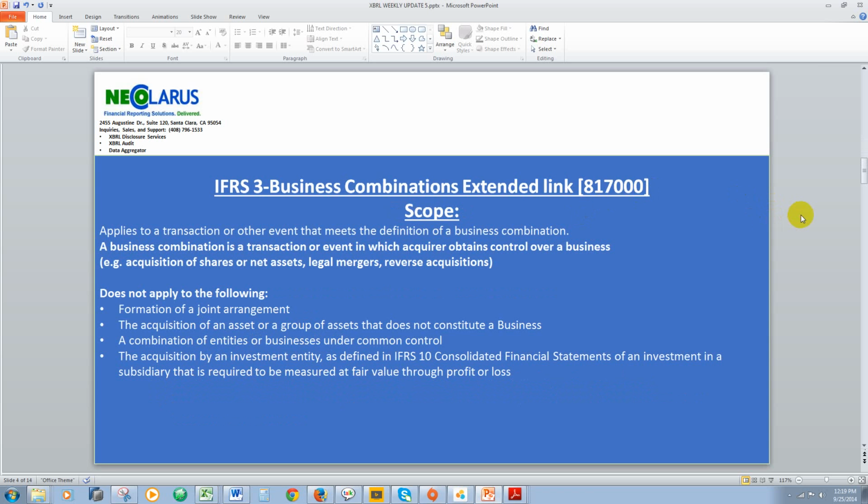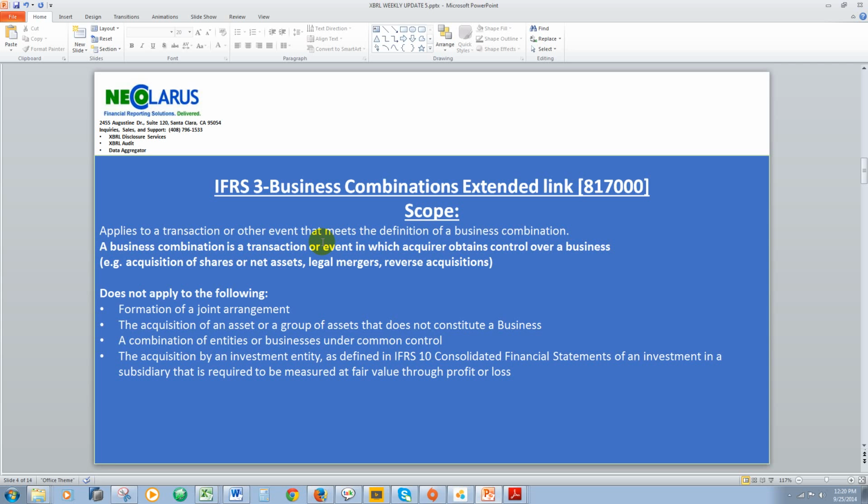So this slide talks about the scope of IFRS 3 business combination. IFRS 3 business combination applies to a transaction that meets the definition of a business combination. A business combination is a transaction in which the acquirer obtains control over a business, and we see some examples like acquisition of shares or net assets, legal mergers, and reverse acquisitions. So we see two words over here, control and business. Let us define what is meant by control and what is meant by business.